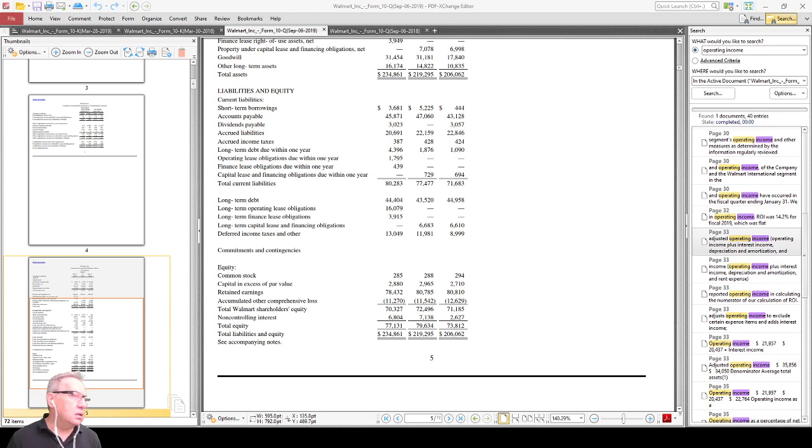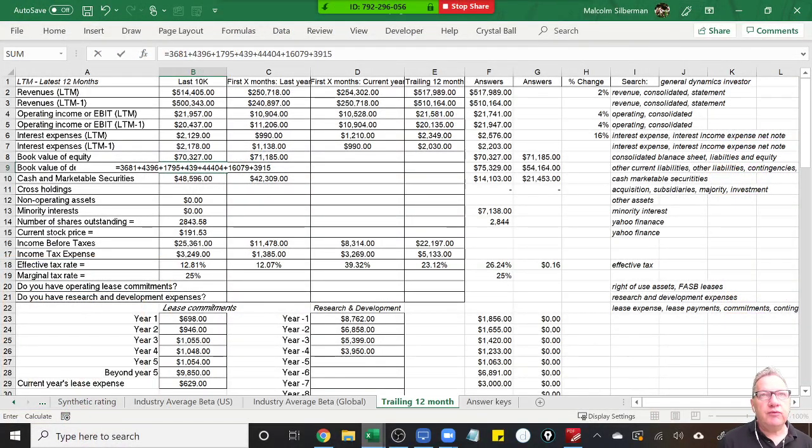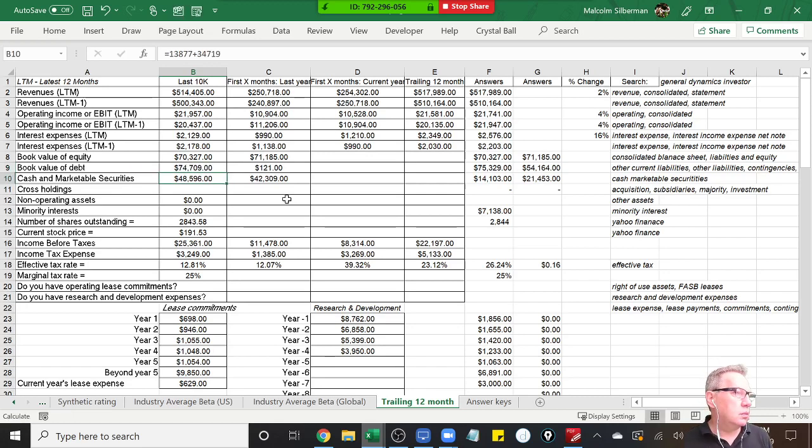So you can see, oops, what did I do wrong here? I forgot to put a plus sign in. 16079 plus 39. So if I flip to this, you'll see I was writing out the formula there. Not the formula, just putting it all in one cell. All right, so we've got that number.